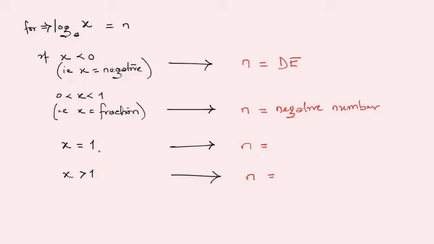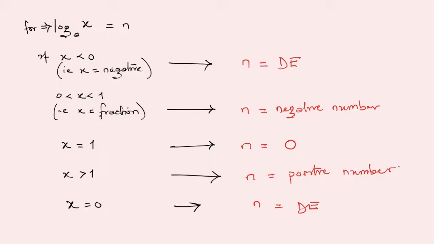And if x is 1, logarithm of 1 to any base is equal to 0. And for x greater than 1, n is a positive real number. I think I missed out one, which is that if x is equal to 0, then n does not exist as well. So if x is less than 0, which is negative, there's no solution for it.